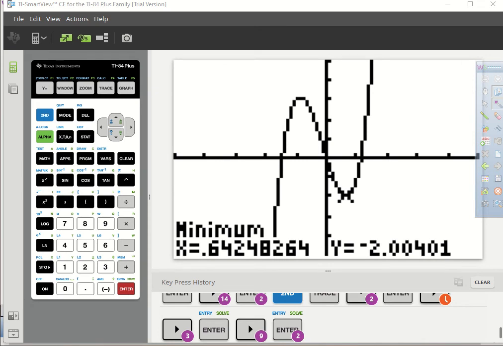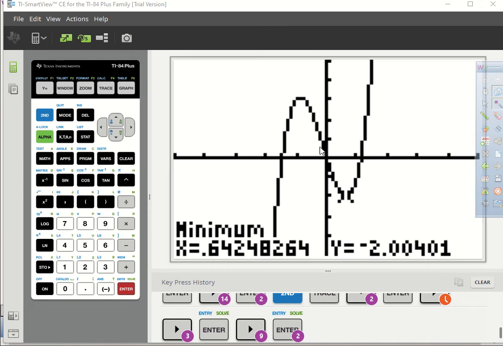So increase, decrease intervals, those are going to be based on the max and the min. Whatever we calculated for max and min, we're increasing from negative infinity until we get to the x-coordinate of our maximum, whatever that was. I don't remember what it was. And then from the x-coordinate of our maximum to the x-coordinate of our minimum is where we're decreasing. So from this x value until we get to about 0.6. And then from 0.6 to positive infinity, we're increasing again.